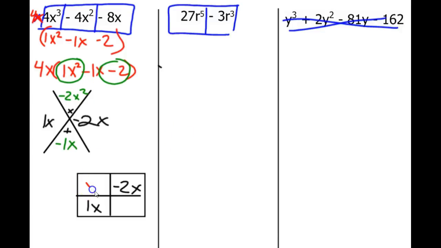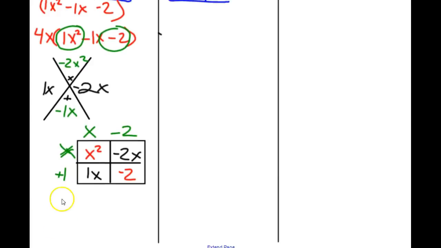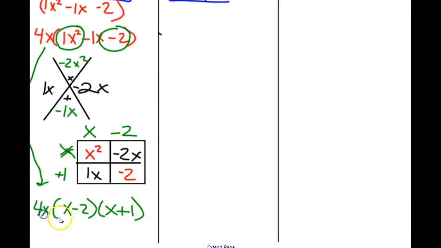First term was x squared, or 1x squared. Last term was negative 2. So this one shouldn't be too tough. It's all 1s and 2s. X times negative 2 and x times 1. So here my answer is x minus 2 and x plus 1. Don't forget though, we factored out that 4x. That needs to be a part of your answer.